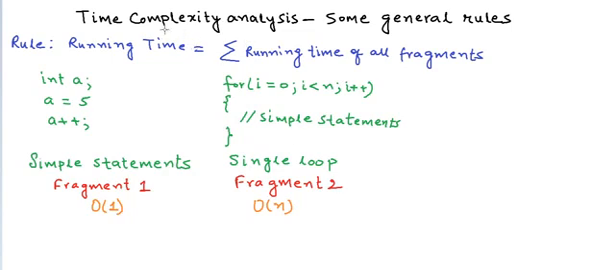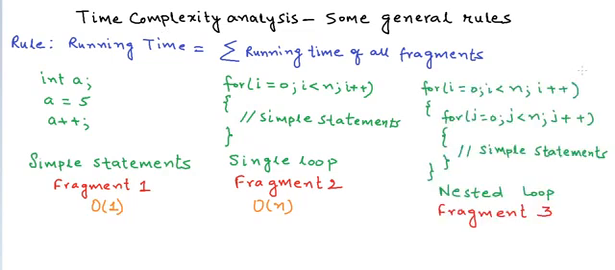Now let's say we have a fragment which is a nested loop. In this case, again the outer loop will run n times, and corresponding to each run of the outer loop, the inner loop will also run n times. So the simple statements will actually be executed n cross n times, and the running time of this particular code will be some constant times n square. So clearly we can say that this is big O of n square. This fragment is big O of n square in terms of time complexity.